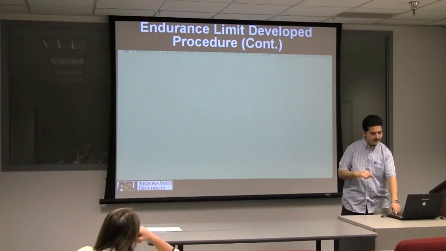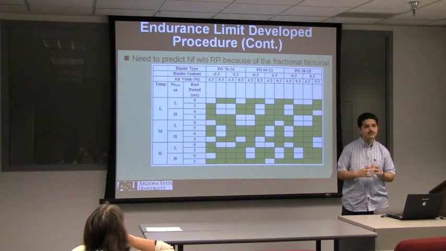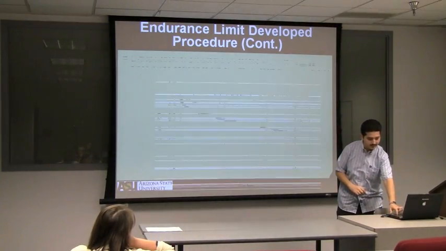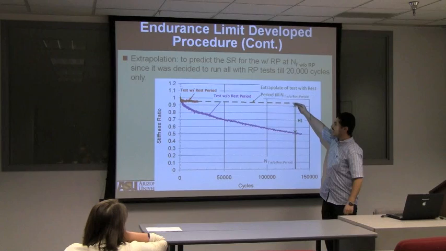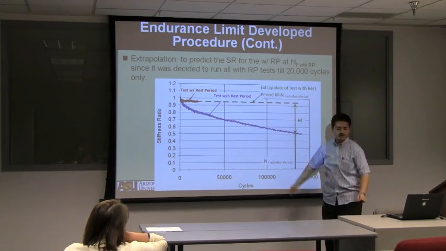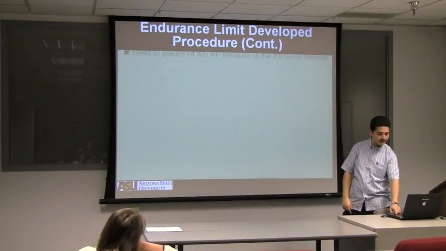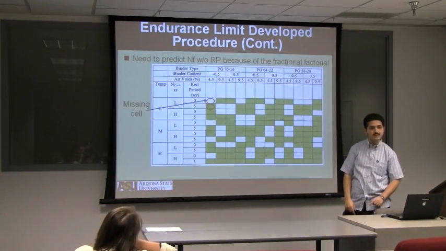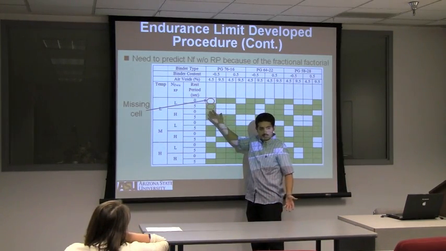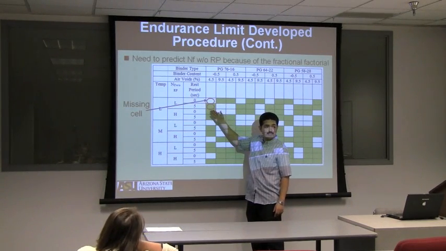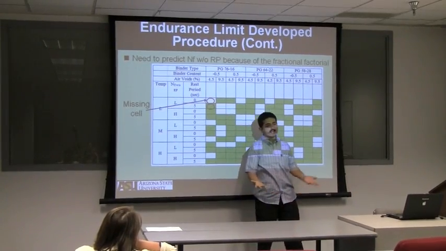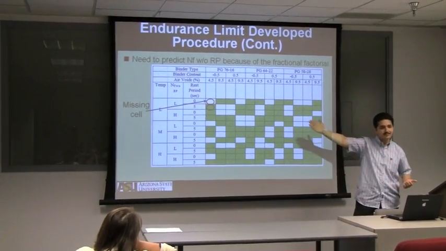The other challenge that I faced was that I need to know what is the NF without this period. Let's go back to here. So in this example, I always need this line to be there to know where to extrapolate my line. In some cases, because I was running a fractional factorial, for example, these two cells, one with 0 seconds rest period and one with 5, it happened that I have to run only the test with 5 seconds rest period, but I don't have to run the one without rest period.